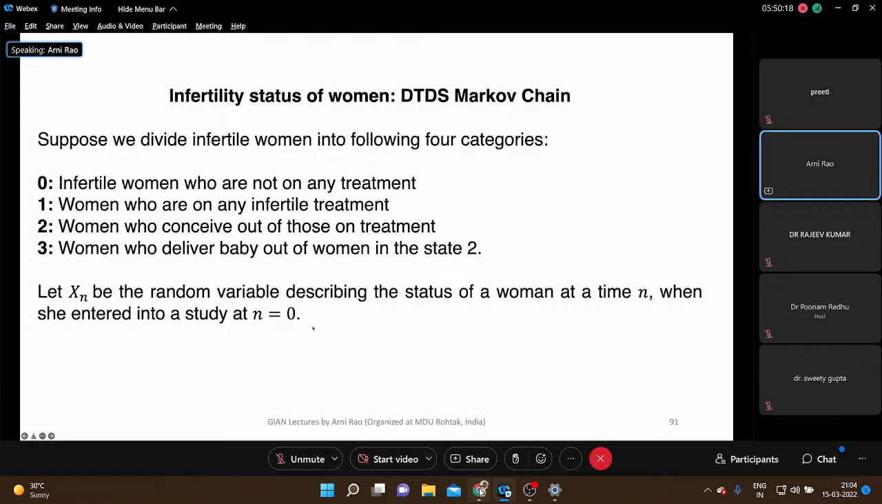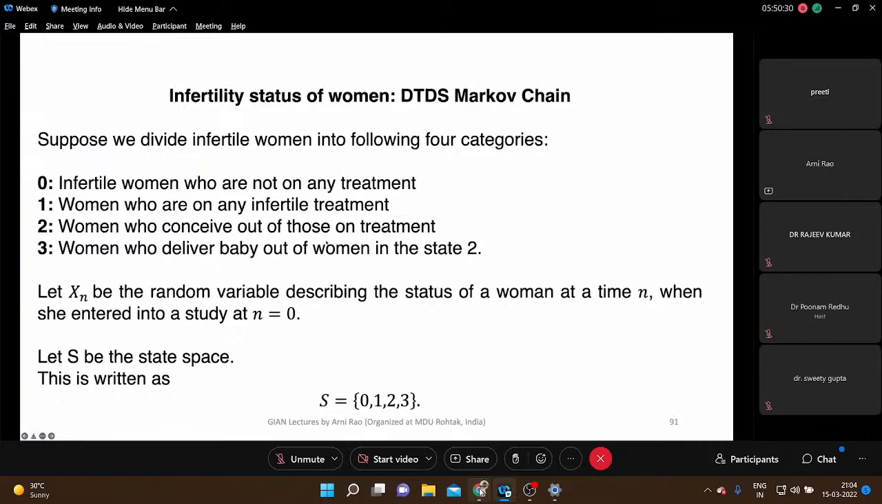At a future time n, counted from when she entered the study at n equal to 0, the initial value. So S is our state space. Our state space has four states: S equal to 0, 1, 2, 3.